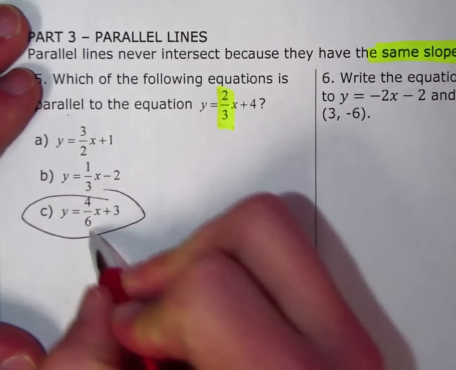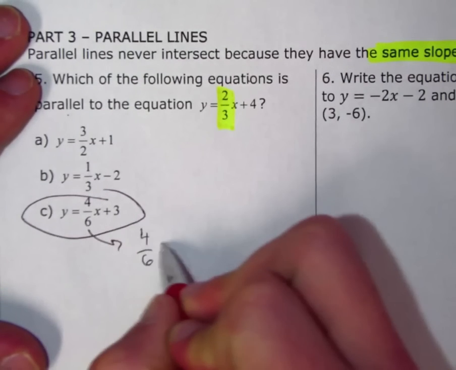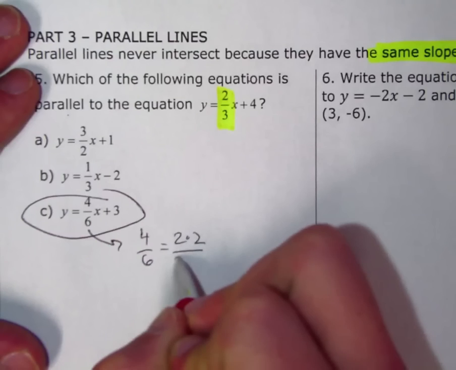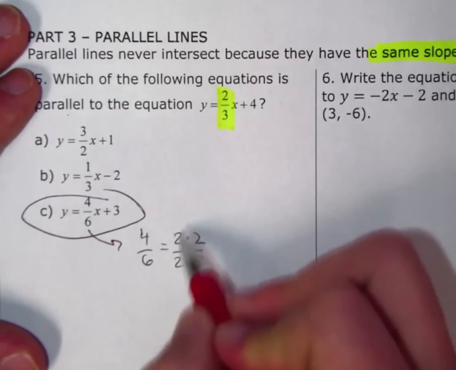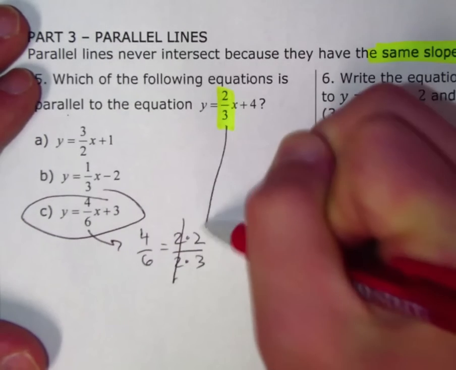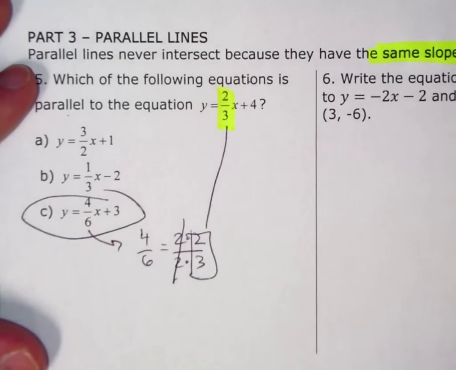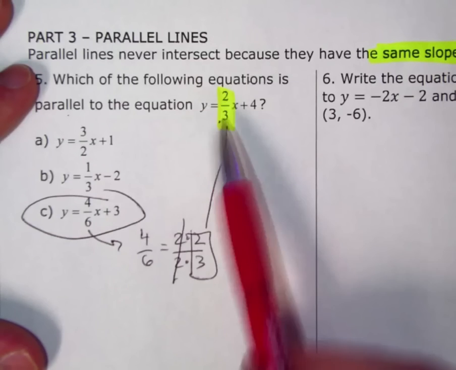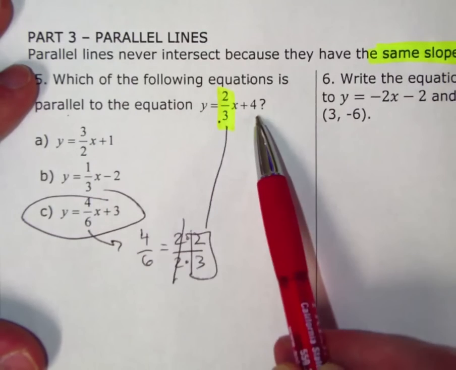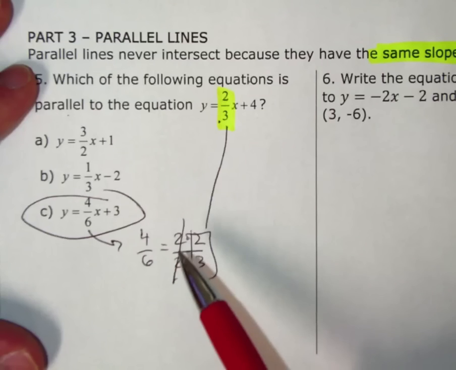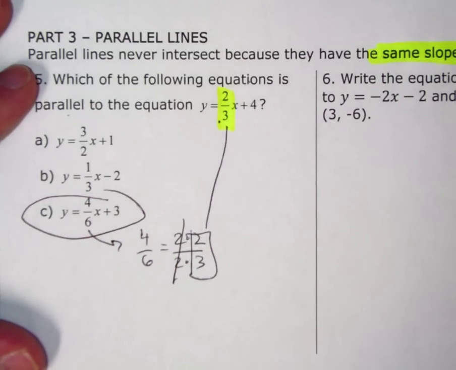But the reason they are is because this one's slope, 4/6, if I break it into its factors, 2/2 is 1. Aha, they have the same slopes. So that's why this is the line that's parallel to this one. Check to make sure they have different y-intercepts as well, otherwise they'd be the same line, and then they're definitely not parallel because they're hitting each other everywhere.